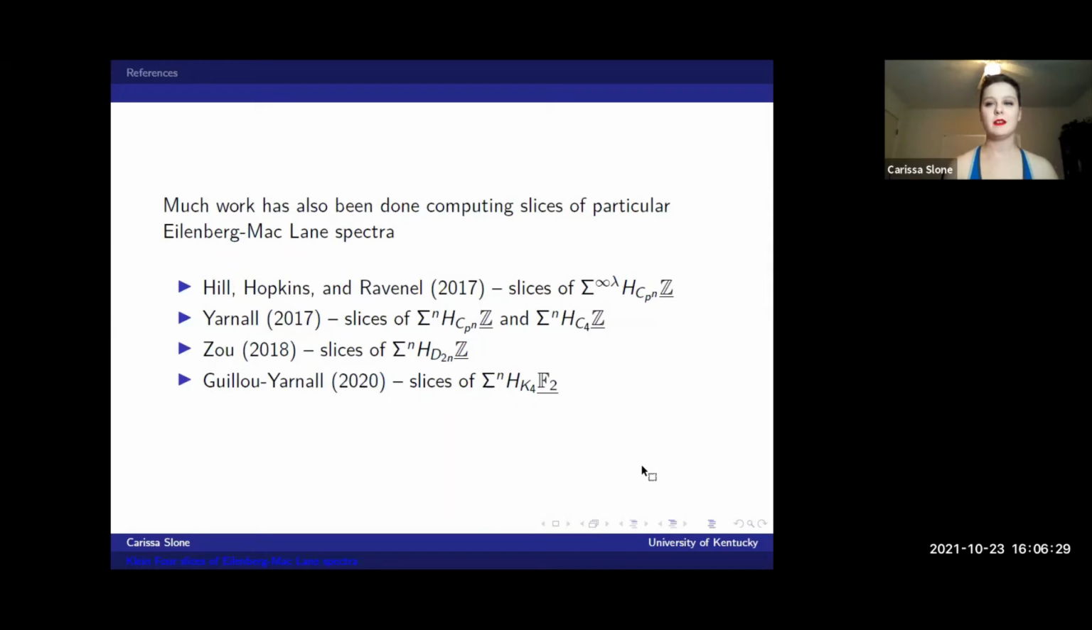Now, a lot of work has been done computing slices of particular Eilenberg-Mac Lane spectra. For example, Hill, Hopkins, and Ravenel in 2017 computed the slices of sigma infinity lambda HC p to the n Z, where p is an odd prime. Ravenel in 2017 computed the slices of sigma n HC p to the n Z and sigma n HC4 Z. Zhao in 2018 computed the slices of sigma n HD 2n Z. And then Yu and Yarnall in 2020 computed the slices of sigma n HK4 F2, where F2 is the constant Mackey functor.